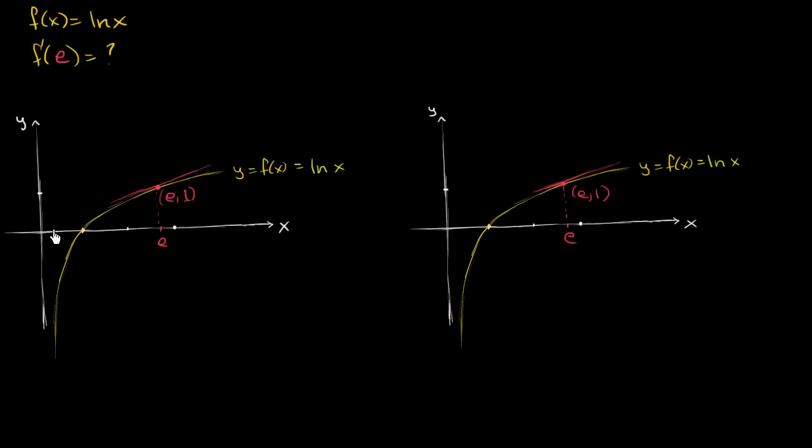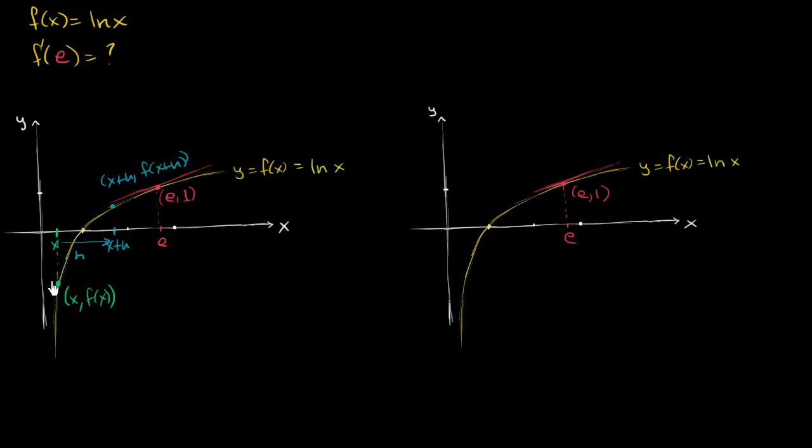The formal definition wants us to find an expression for the derivative of our function at any x. So let's say that this is some arbitrary x right over here. This would be the point (x, f of x). And let's call this x plus h. So this distance right over here is going to be h. This right over here is going to be the point (x plus h, f of x plus h).